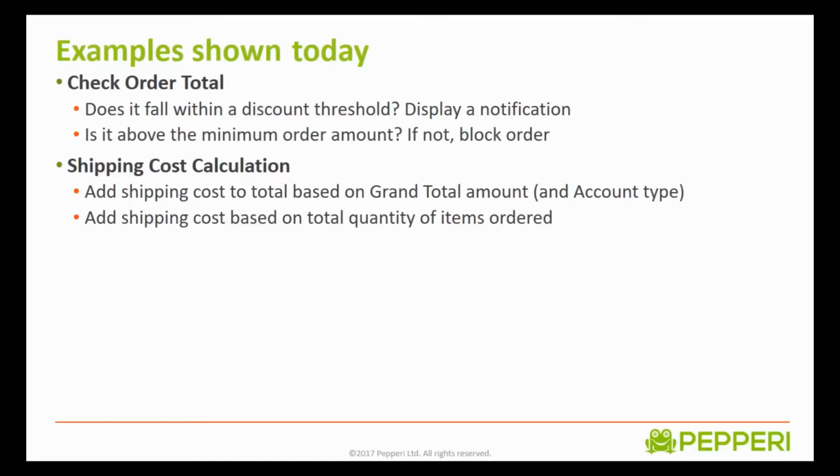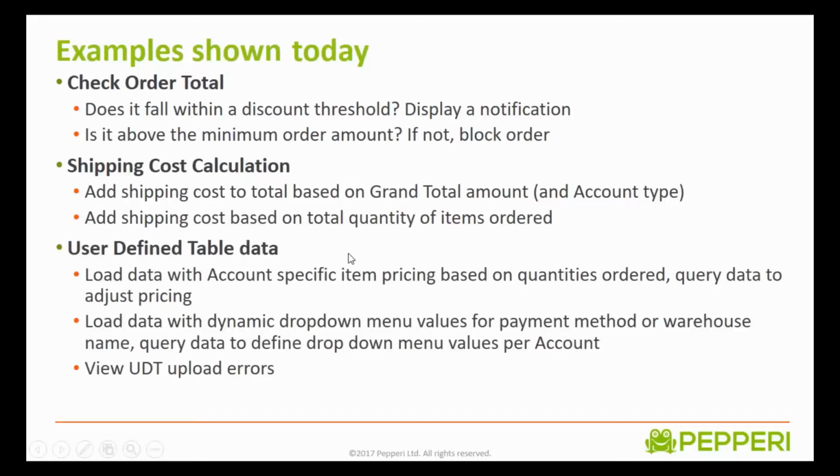The second example I'll show for shipping cost calculation is based on the total quantity of the items ordered. I'll show how you can add a shipping item automatically to the shopping cart that will multiply the shipping unit cost based on the quantity of items that's ordered.